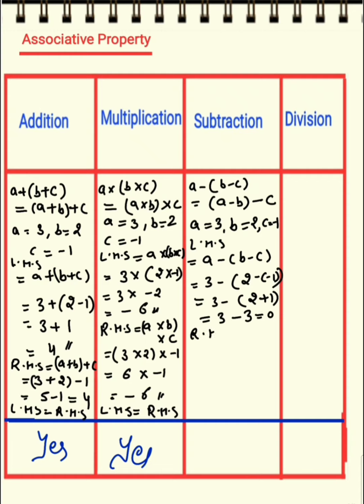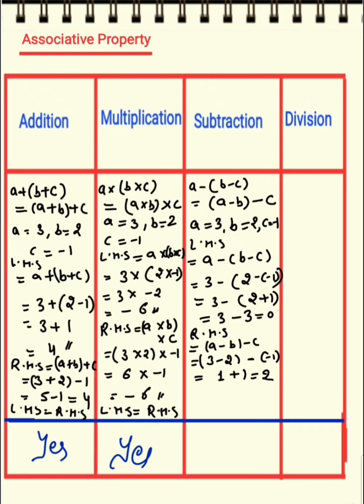Now let's see whether right hand side is 0 or not. Right hand side is equal to A minus B minus C. First we have to subtract this B from A. This is 3 minus 2 and minus C, this is negative 1. This will become 3 minus 2 will become 1 and this will become plus 1.